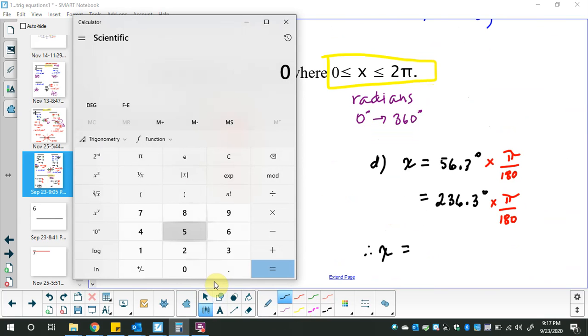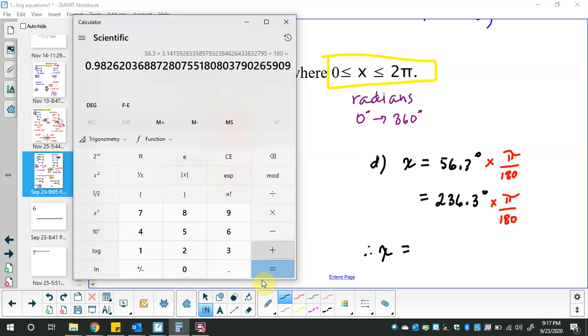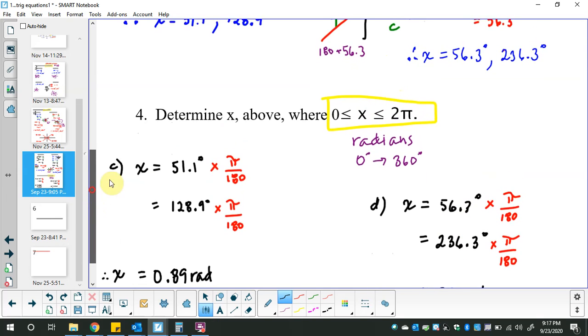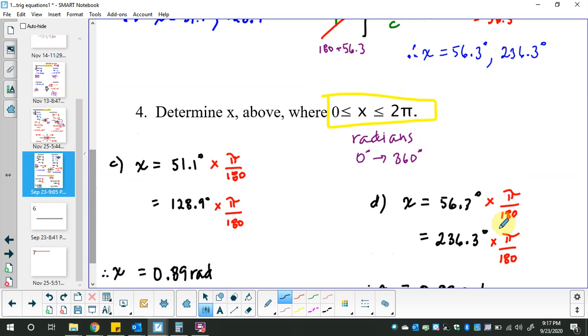So first one, 56.3 times pi button, or 180 divided by 180, pi button, or 3.14, and that's 0.98 to 2 decimal places. My rule is usually 1 decimal place for degrees, 2 decimal places for radians. And I'm writing them up and down instead of side to side so I can literally show you my conversion.